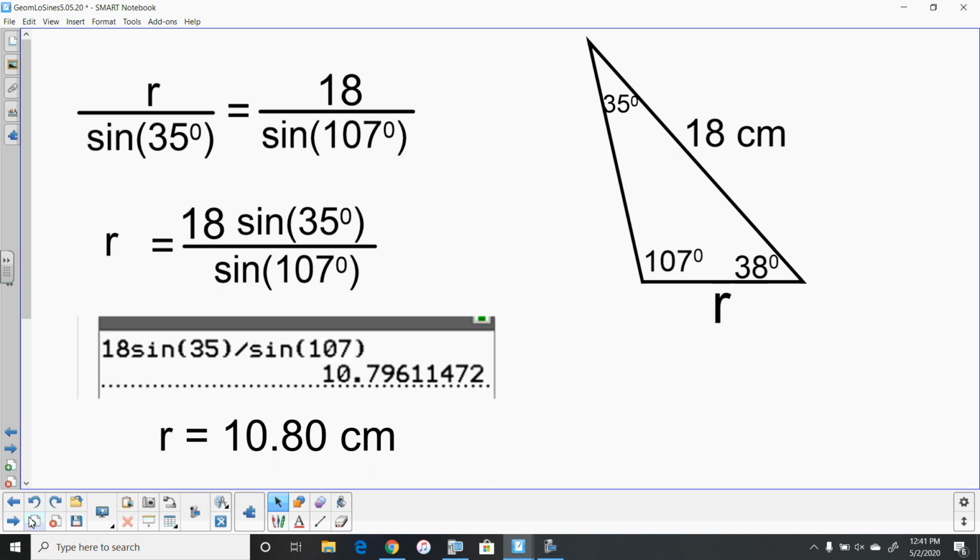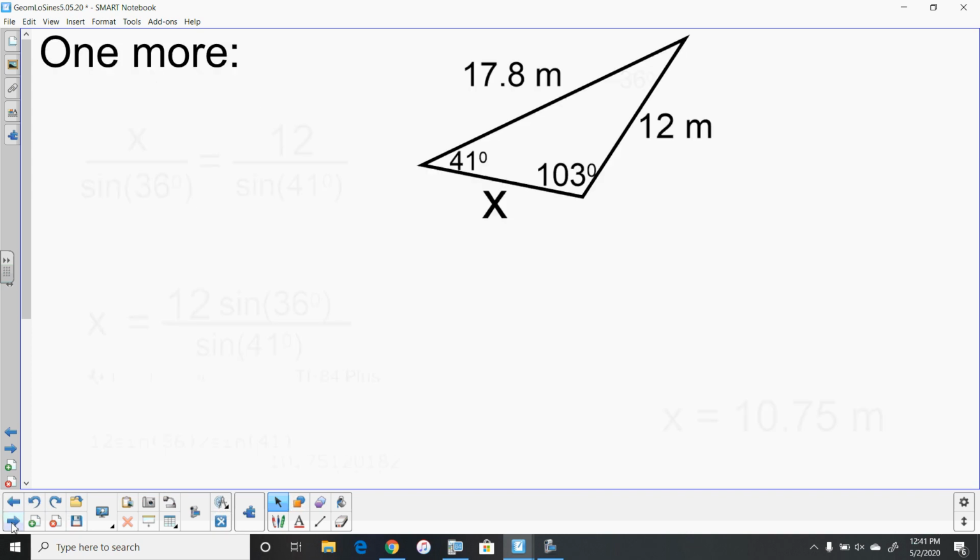I'll give you one more for you to try on your own here. Go ahead and pause when you're ready and see if you can correctly solve for x.